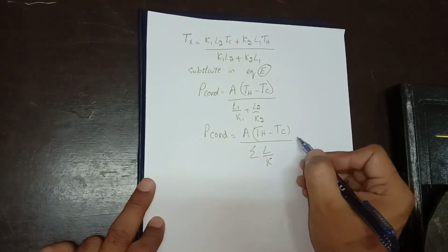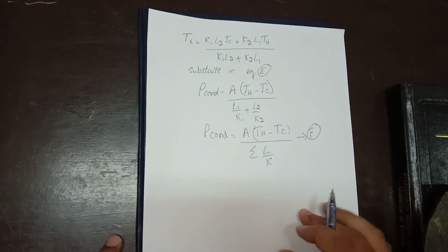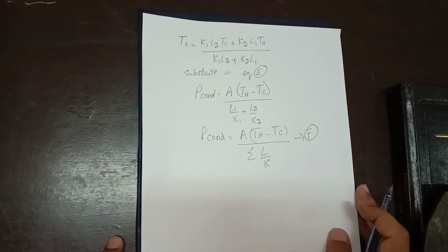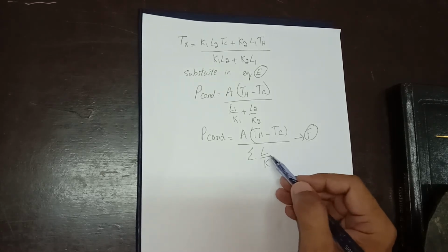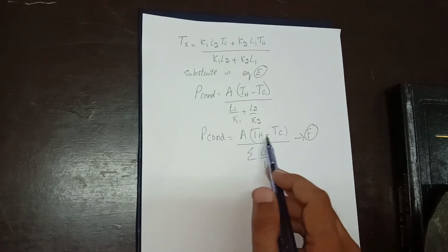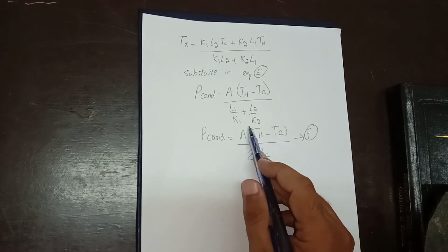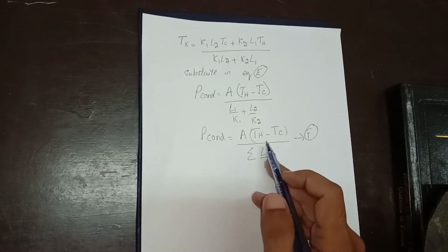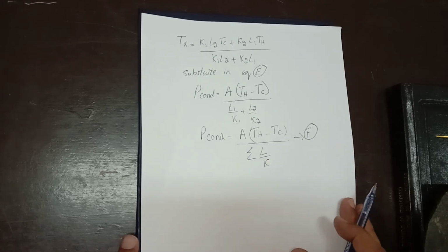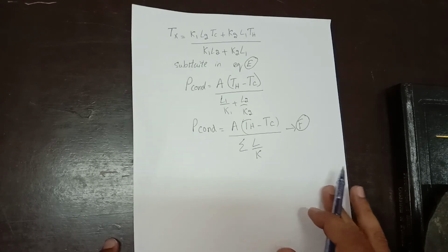This equation F could be considered as a generalized expression for more than two slabs. You have to calculate this thickness to emissivity ratio and sum them all, and you have to see the hot and cold reservoirs, and the area of those composite slabs should be the same, that is A. So this could serve as the conduction rate for composite slabs.